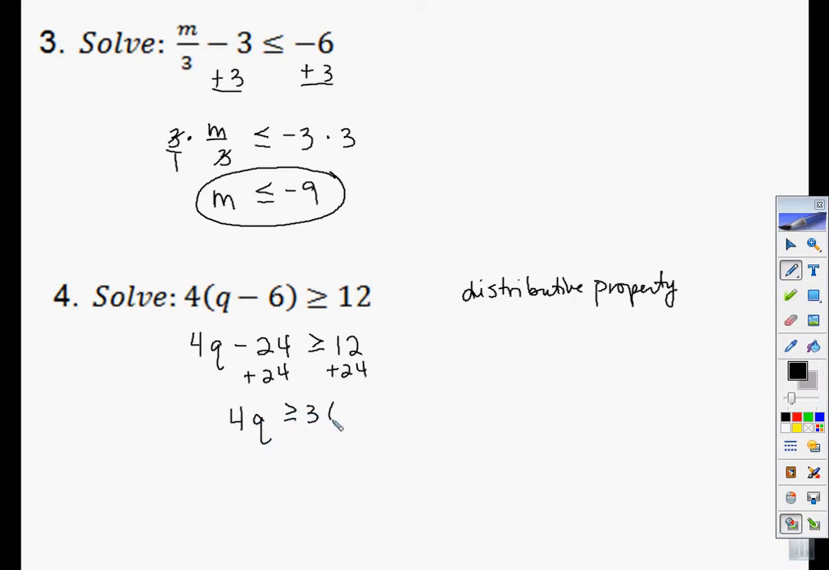And that gives me 36. Divide both sides by 4. And q then is greater than or equal to 9, which is your final solution.